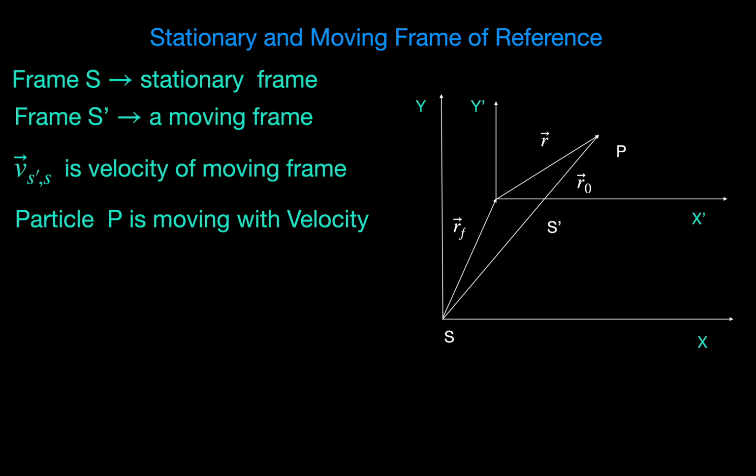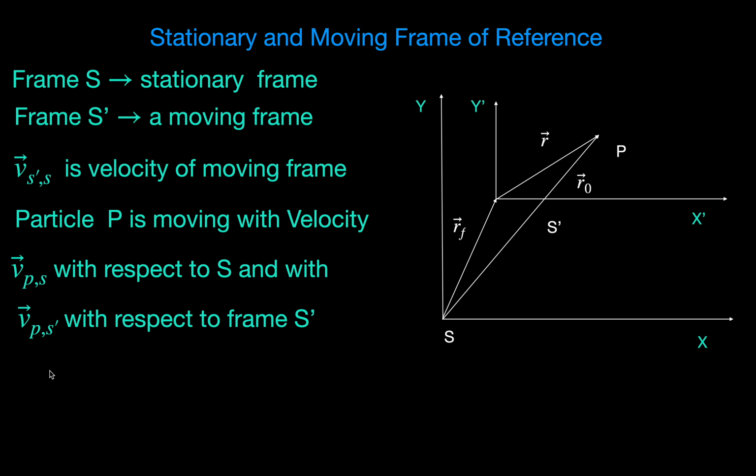A particle P has velocity vector v_ps in the stationary frame of reference and vector v_ps' with respect to the moving frame of reference. We are interested in obtaining a relation between these three velocities. The position vector of the particle with respect to the stationary frame of reference is vector r0 and with respect to the moving frame of reference is vector r. The position of the origin of the moving frame of reference is vector rf.